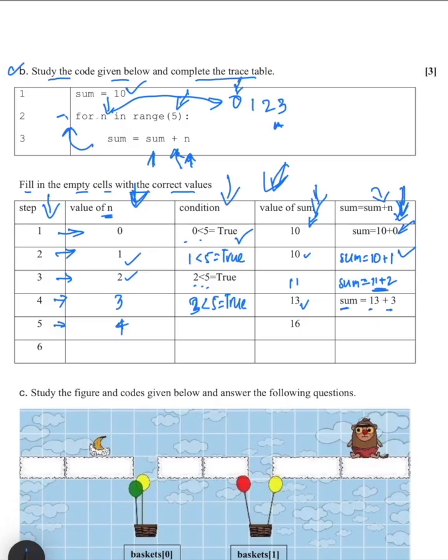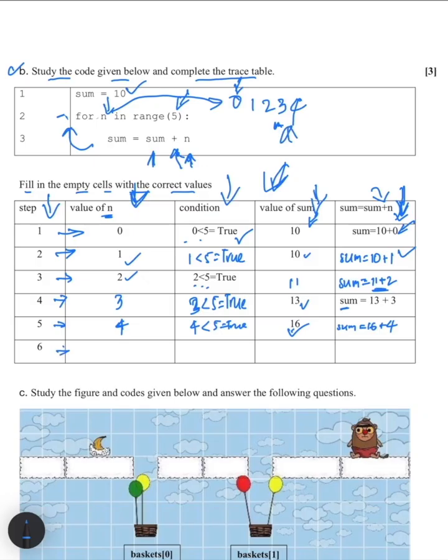Your index has updated to 4 this time. So 4 less than 5. This condition is true. So your sum got updated to 16 here. Now our sum will get updated to 16 plus 4 because our n has got updated to 4.